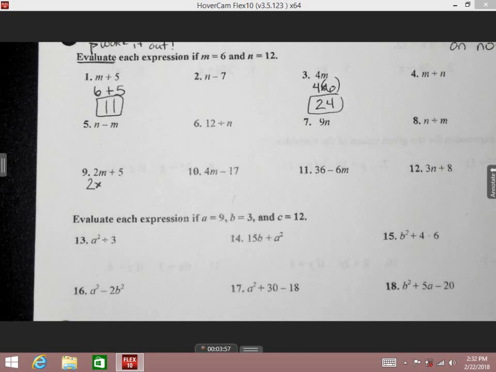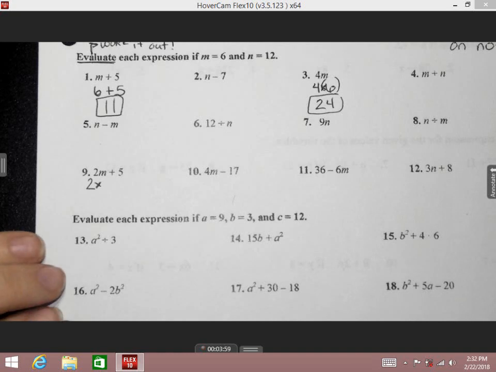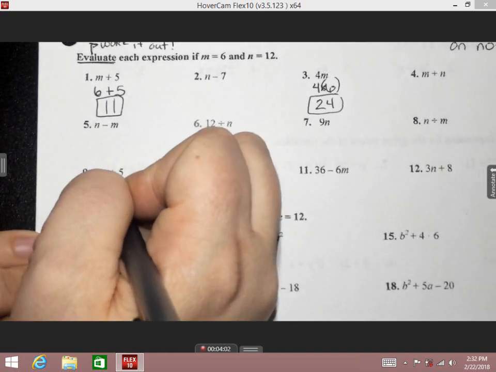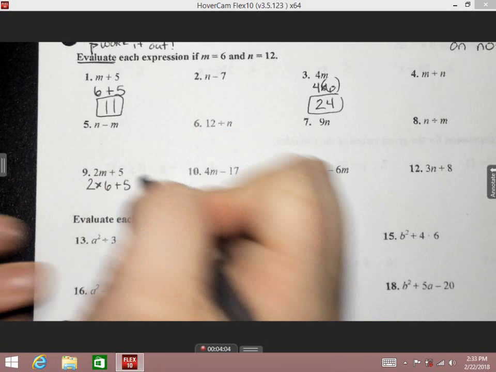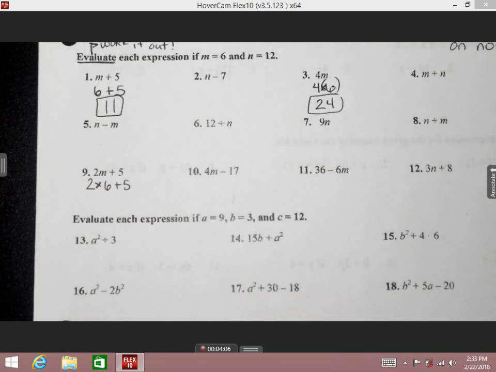What is m doing? No. Holding the place for 6, so let's put the 6 there. And then it still says plus 5. Well, that has more than one operation. Good thing I know the order to do them in.